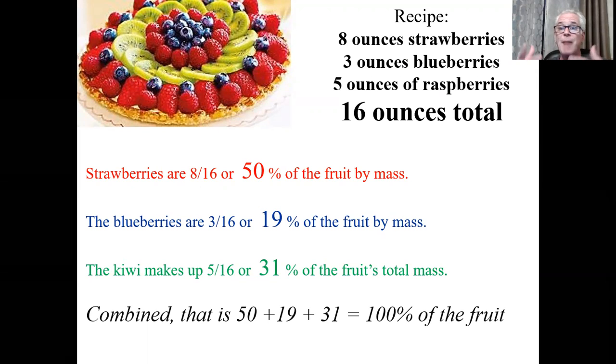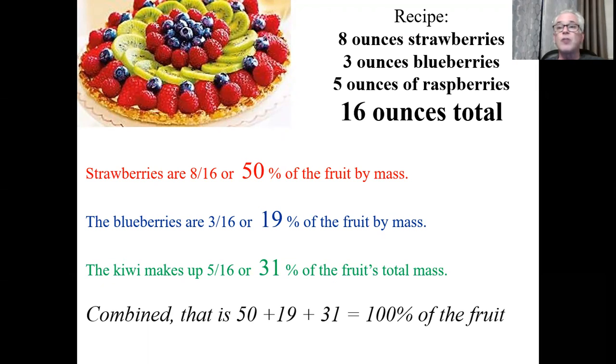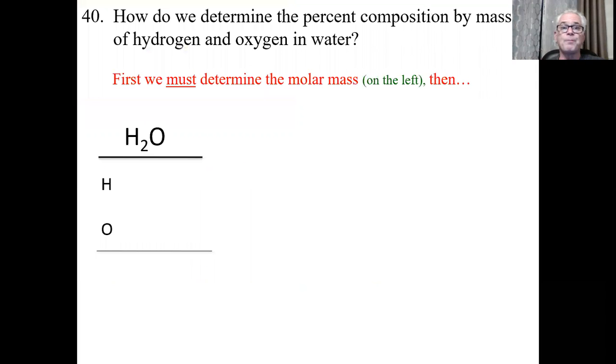We have to do the mathematics of the grams of the part that we're looking at divided by the total grams times 100%. And guess what? This class is not called Fruit Tarts 101, it's called Chemistry 101. Chemistry means we could do this on chemical compounds as well. So the first question in percent composition by mass is how do we determine the percent composition by mass of hydrogen and oxygen in water?